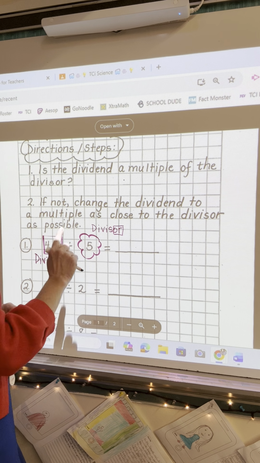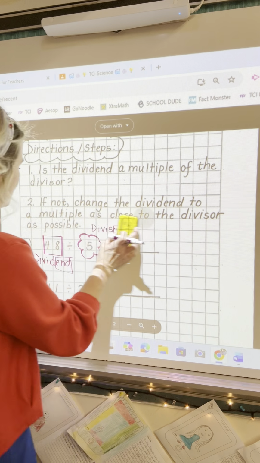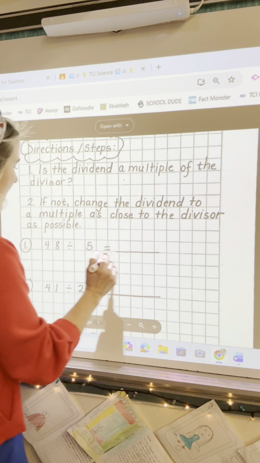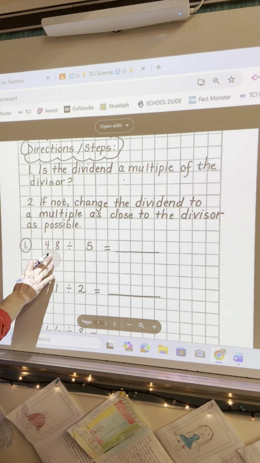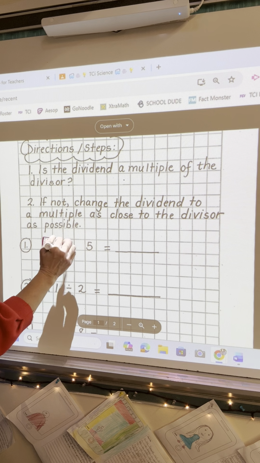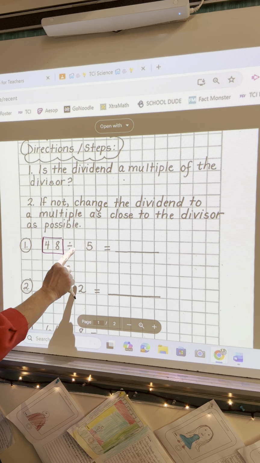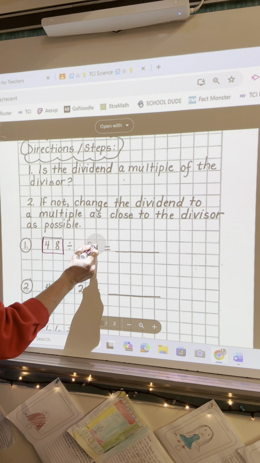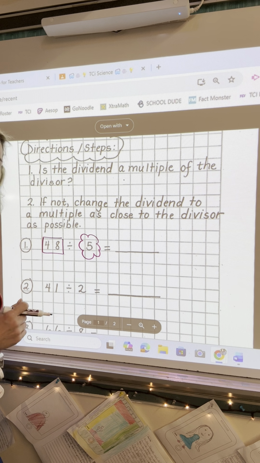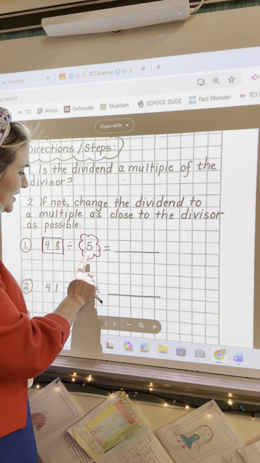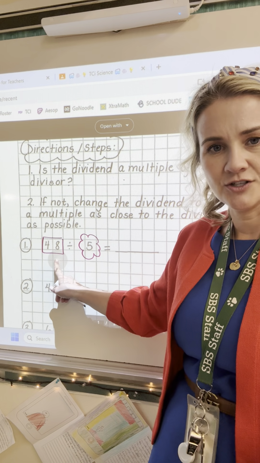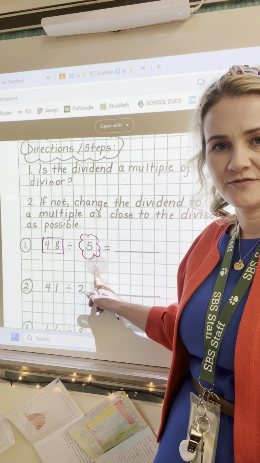So in today's lesson, we were looking at a problem like 48 divided by 5, and we wanted to ask ourselves if we can change this dividend into a multiple of the divisor. So if we count by fives, our divisor, which is multiples, and we reviewed that today, how can I change this dividend to a multiple of the divisor?